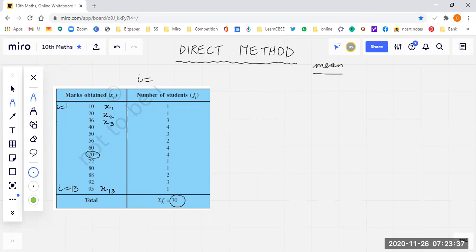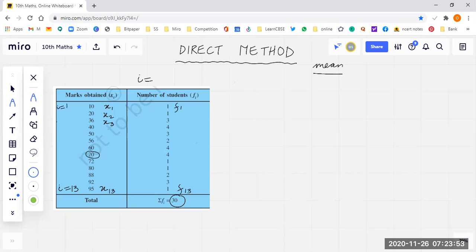Frequency of 10 is 1. Similarly, frequency of 10 is 1. So this is our F1. Like that F2, until we have this F13. Okay, this is a background to understand the formula.